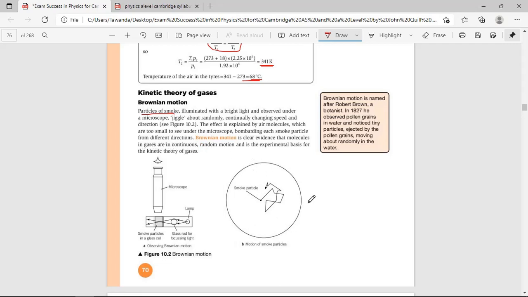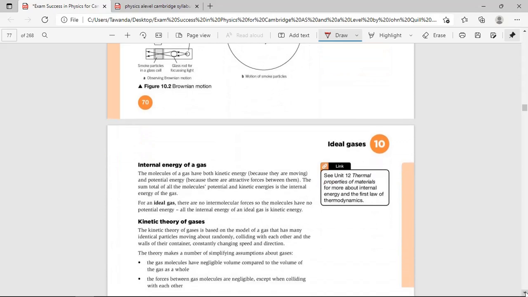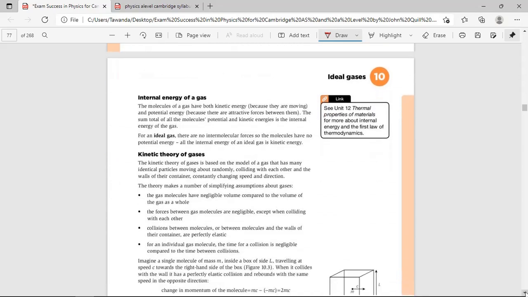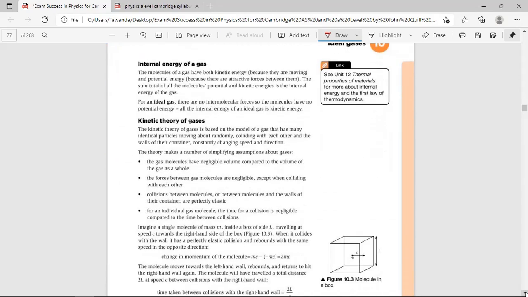So we are saying this one is the general motion of a gas. It moves randomly. We cannot predict the direction of the smoke particles in those. Right? Let's move on to the internal energy of a gas. Internal energy of a gas.